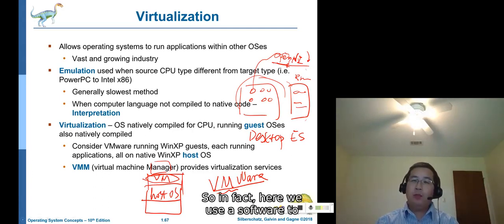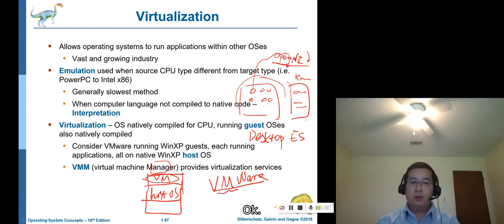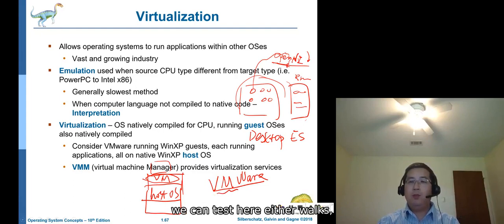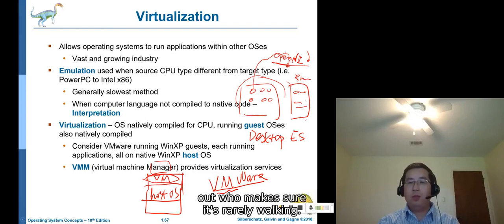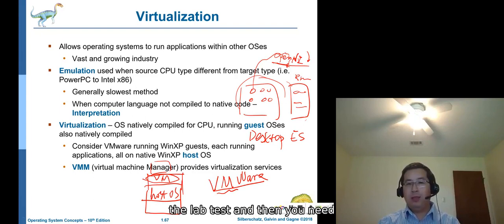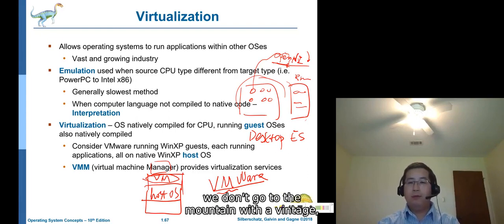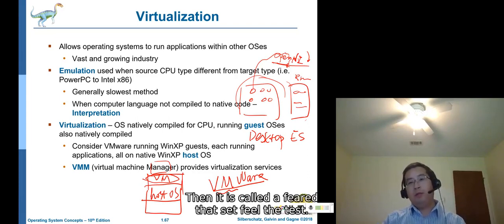So in fact, here we use software to simulate hardware. This is called emulation. Okay, the problem is that it is usually slow. We can test here that it works, but we still need to load it into the target hardware to make sure it's really working, it's correct. So of course you first do the lab test, and then you need to do the field test. That means going outside, for example, to the mountain, to a village, to a crowded city. This is called a field test.